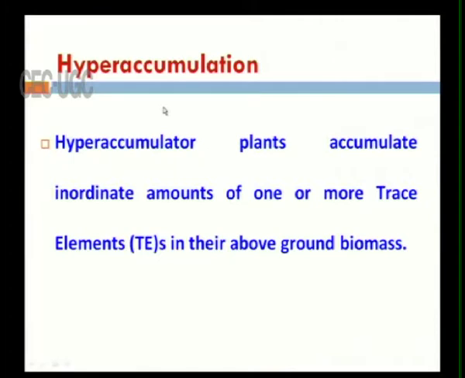And then comes hyperaccumulation. The hyperaccumulator plants accumulate inordinate amounts of one or more trace elements in their above ground biomass. See, we have already discussed this. When these minerals and materials go into the atmosphere or the land or water, they are grasped by the plants and accumulate in the plant bodies, and when the animals eat the plants, those minerals get into the animals, and that is called bioaccumulation.